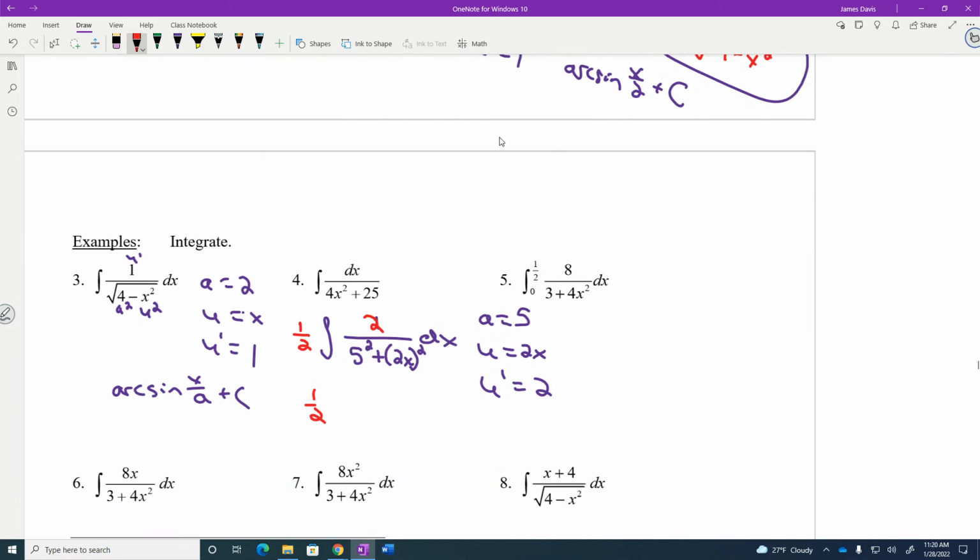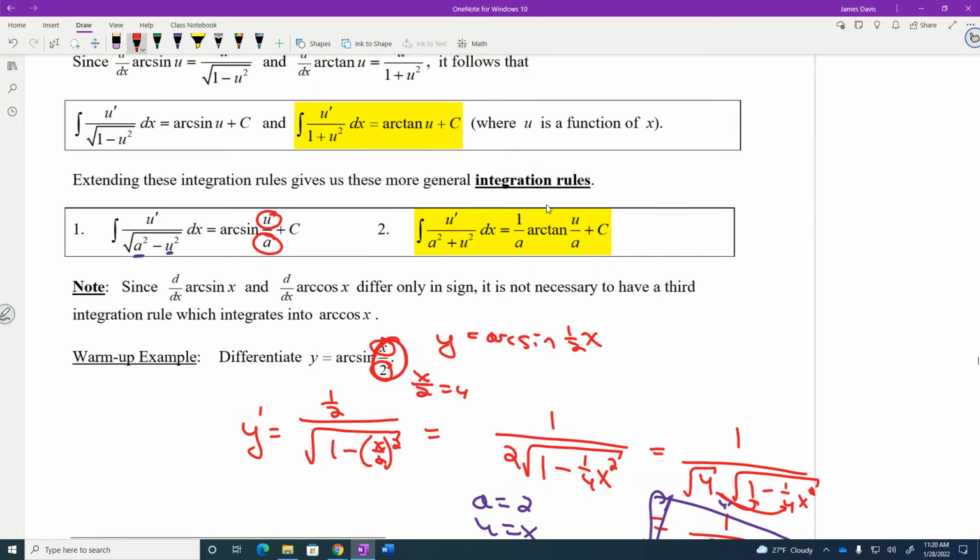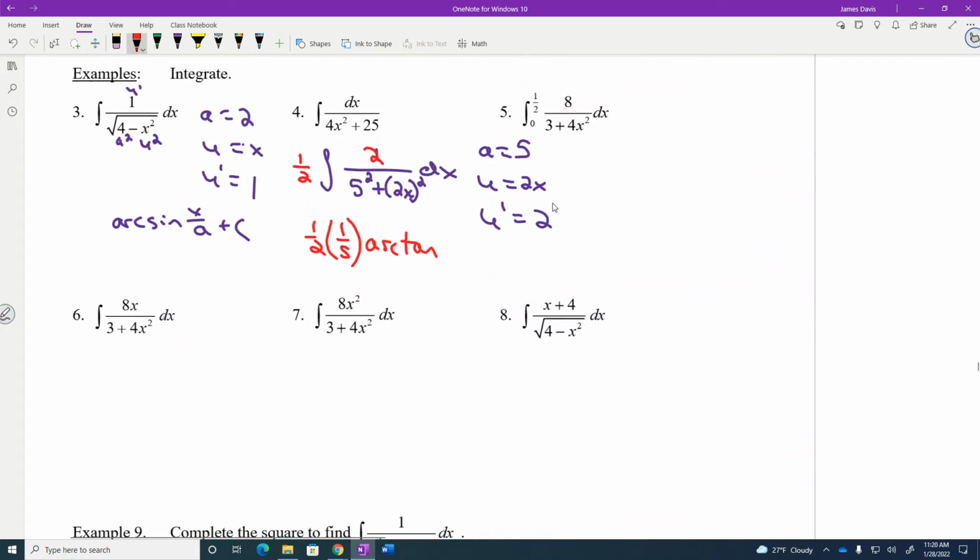So 1 over a is going to be times 1 over 5, and then it's arctan, and then it's the same u over a here. U over a, let's see. So then u is 2x over 5 plus c. And then let's do better actually. Let's just go ahead and multiply those, so it'll be 1/10 arctan 2x over 5 plus c.